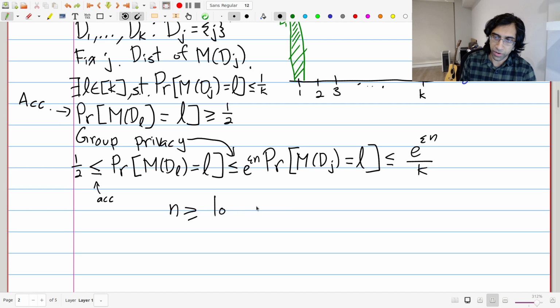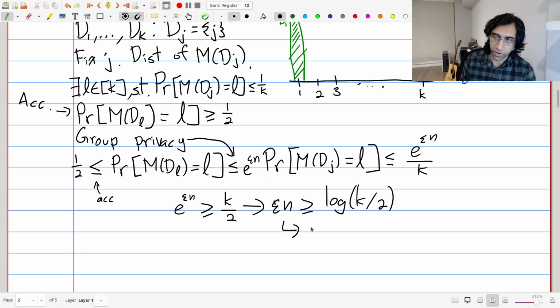Let me do this slowly just because this is the first time you might have seen this. So let me do this nice and slow. We have the inequality at the end, e to the epsilon n is greater than or equal to k over 2. So taking the log of both sides, that gives that epsilon n is greater than or equal to log of k over 2. And this gives that n is greater than or equal to log of k over 2 divided by epsilon, which is equal to omega of log k over epsilon.